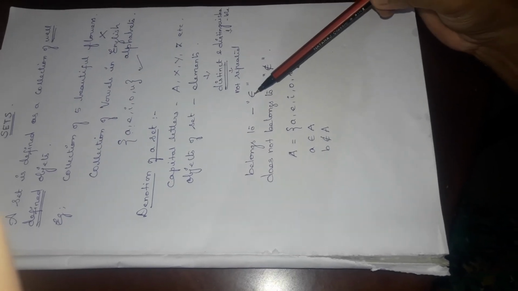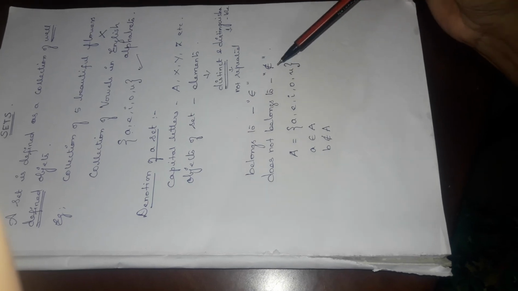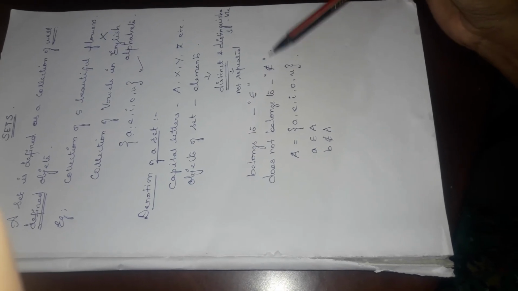The elements are always distinct and distinguishable. By the word distinct, we mean that none of the elements of the set are repeated. Every element of the set is distinct, and by the word distinguishable, we mean if I state any element of an object, we can easily identify to which set it belongs, which means every set has its own properties. And we will denote belongs to by using this symbol, and does not belong to by this symbol.